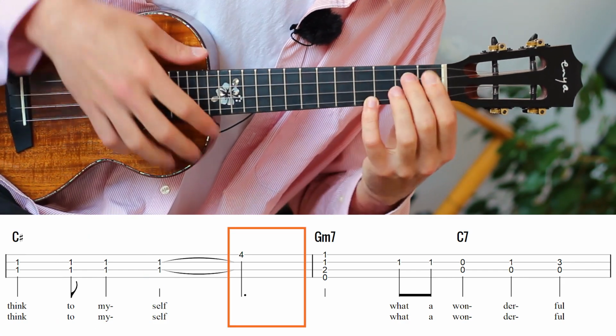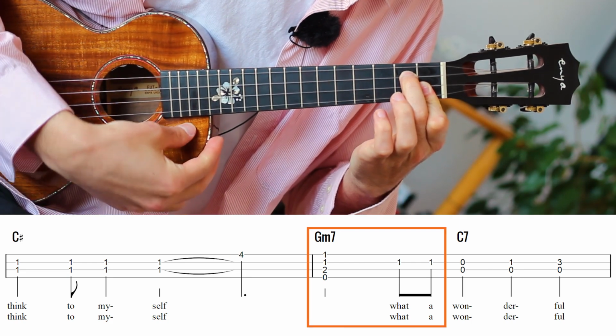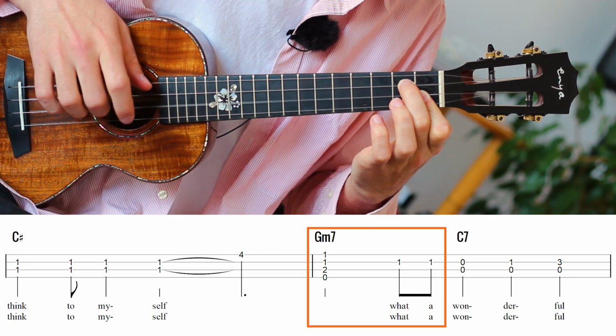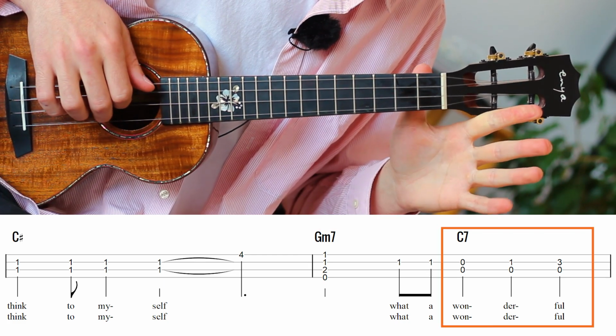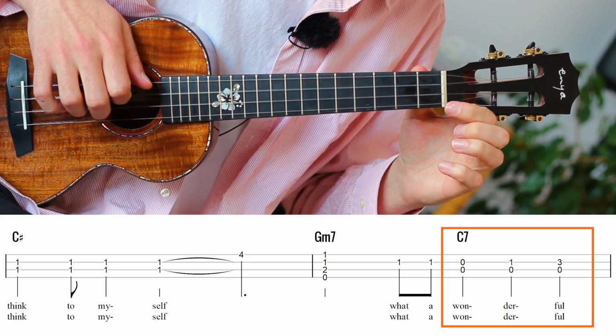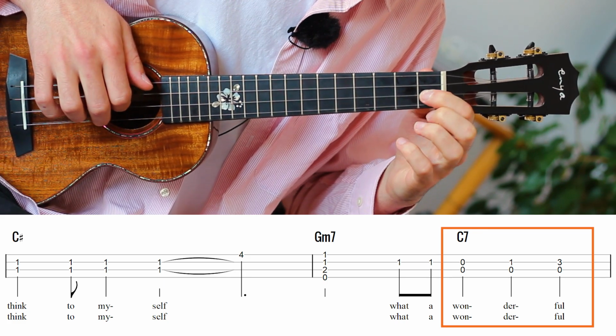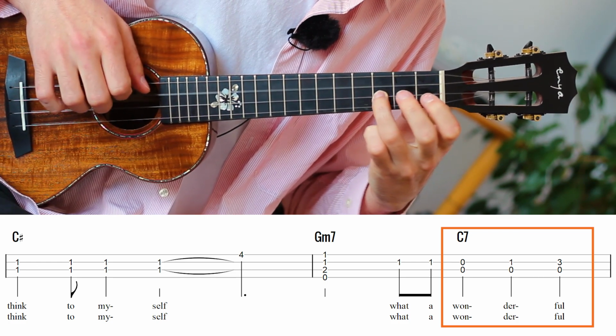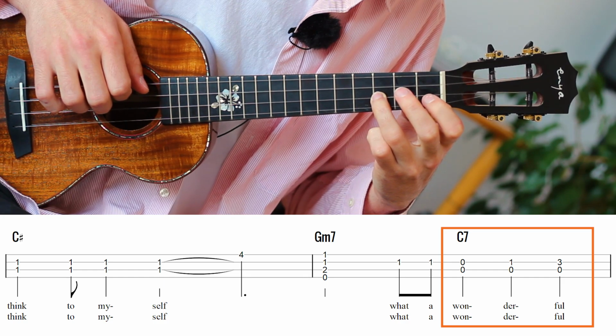All right, and then we go to G minor 7, and then on the first fret twice, and then on C7. But I'm playing just the C and E string again. Okay, then C and E string, but E string first fret, and then C and E string, but E string third fret, and we go to the next line.